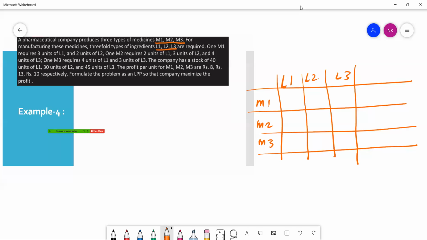The next thing given is that 1 unit of M1 requires 3 units of L1, so I will write 3 over here, and 2 units of L2. 1 M2 requires 2 units of L1, 3 units of L2, and 4 units of L3. 1 M3 requires 4 units of L1.